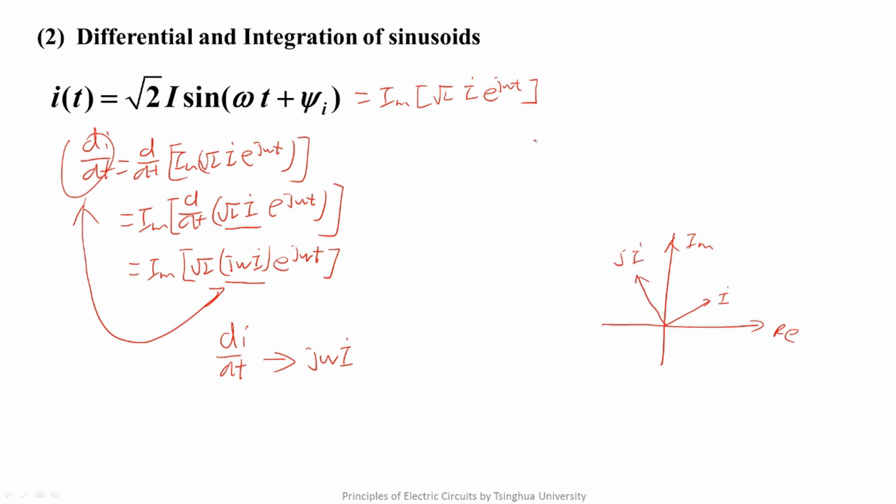To extend the differential discussion, we can find that the integral of i corresponds to the phasor I dot over j omega, or rather, minus j times the phasor I dot over omega. We also draw the phasor of the integral of i in the same complex plane, supposing omega equals 1. Then minus j is also a rotating factor, which means rotating clockwise by 90 degrees.